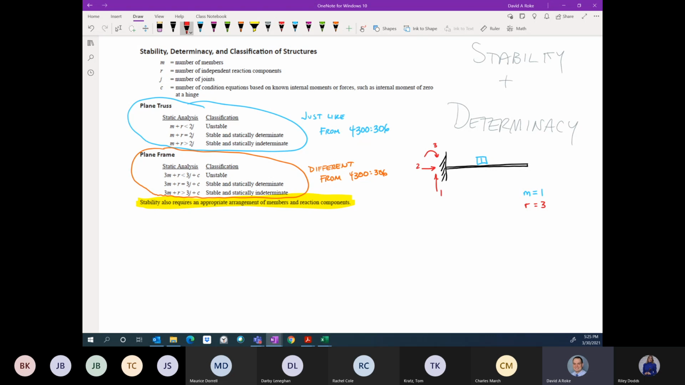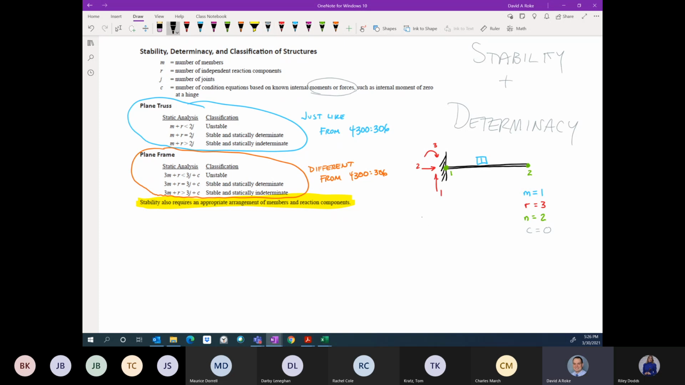I have a number of joints. There's 1 joint. There are 2 joints. So just like your forearm you have 2 joints. You have your wrist and your elbow, and your forearm connects those two. This beam connects its beginning node or joint and its end joint. So J is equal to 2. And so what we're looking to do here is compare 3M plus R versus 3J plus C. Now here, C is equal to 0, because we don't know any specific values anywhere in terms of moments and forces. So C is 0 here.